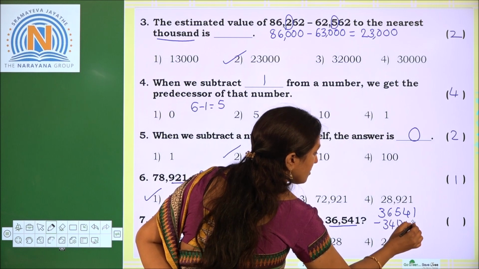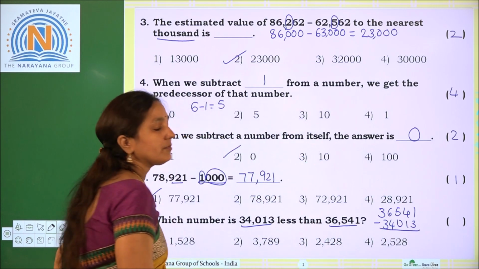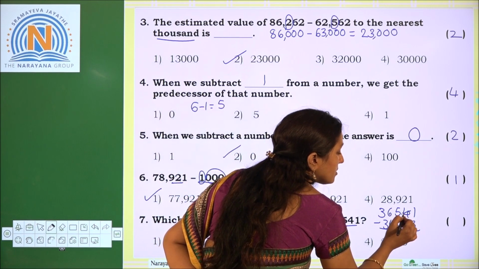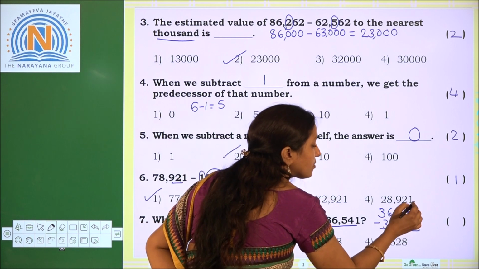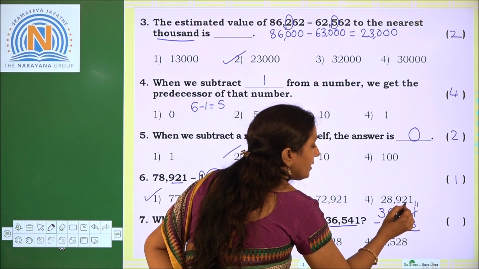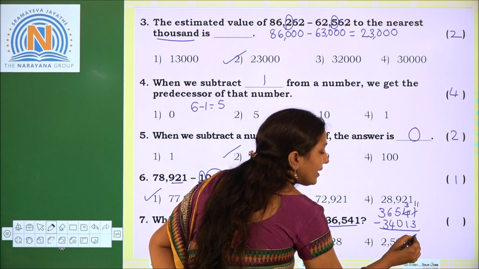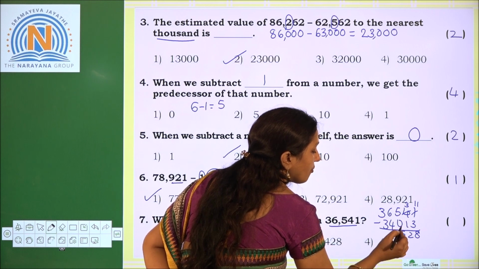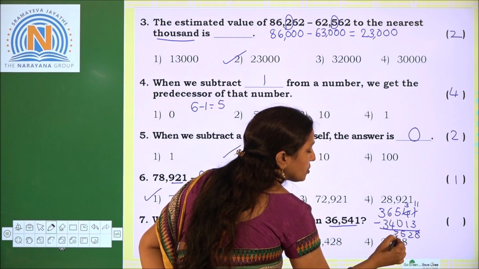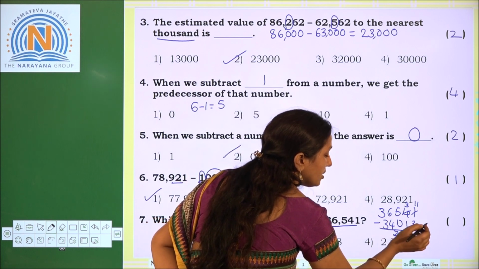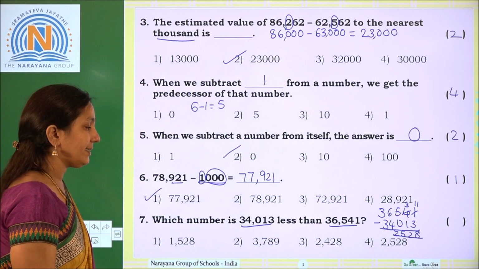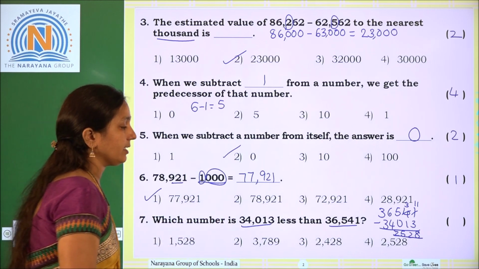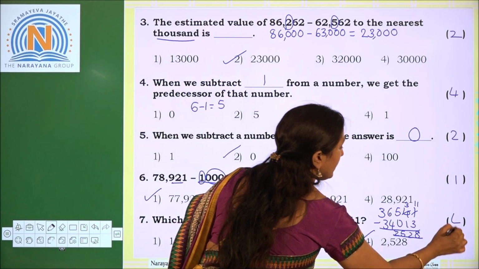34,030. So can we subtract 1 minus 3? No. So what we have to do? We have to regroup it. So from here, 1 take plus 1, it will be 11. This 4 will be 3. So 11 minus 3 is 8. 3 minus 1 is 2. 5 minus 0 is 5. 6 minus 4 is 2. 3 minus 3 is 0. So we get 2,528. Which is the correct option, children, here? Option 4. Required option is 4.